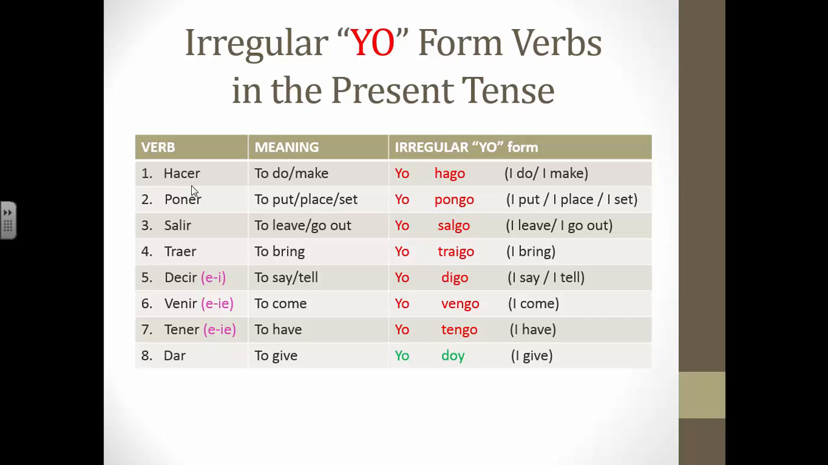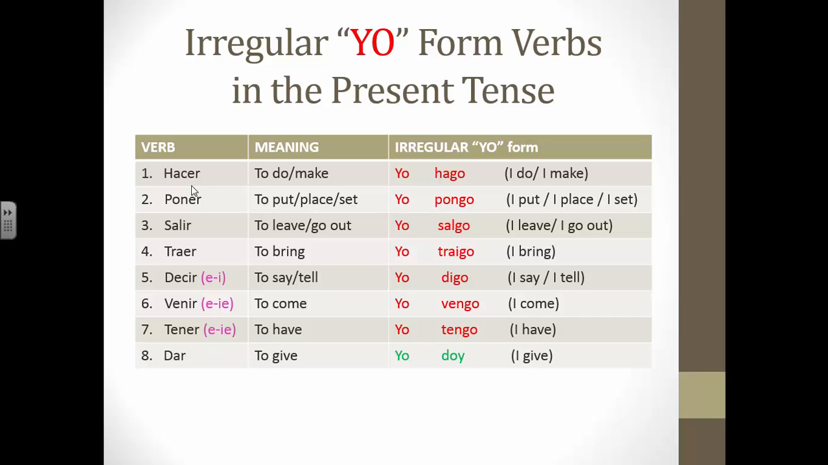Traer is to bring. Yo traigo is I bring. Decir is an E to I stem changing verb, okay, and it also is an irregular yo verb. It means to say or to tell, and yo digo means I say or I tell. Venir is an E to IE stem changing verb, means to come, so yo vengo is I come.